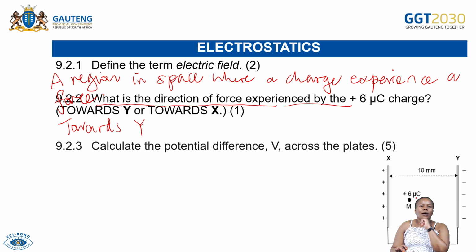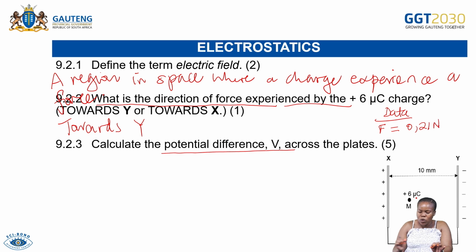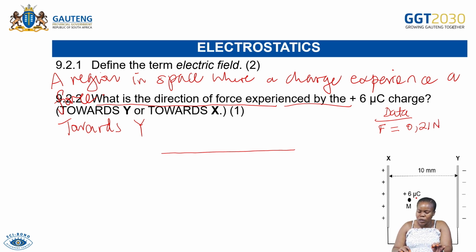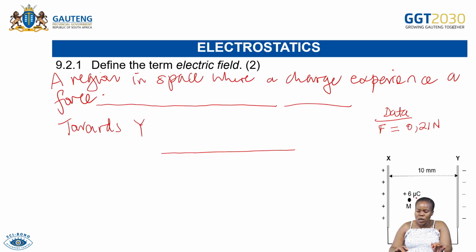And then 9.2.3, calculate the potential difference across the plates. How can we best calculate it? Let's write the data first. What is it that we do know? Before we even continue, we do know the force is 0,21 newtons, if I'm not mistaken. Let's just go back a little bit. To confirm, yes, right there in the statement that was given to us, it is 0,21 newtons.